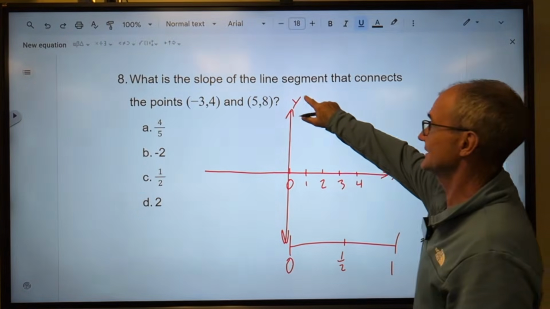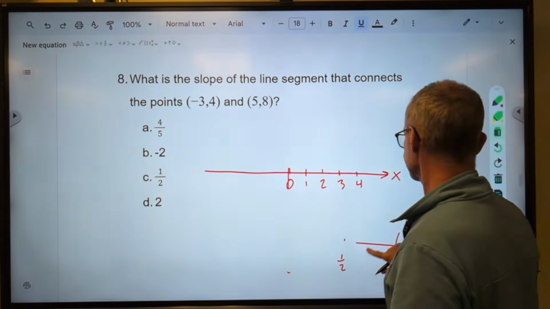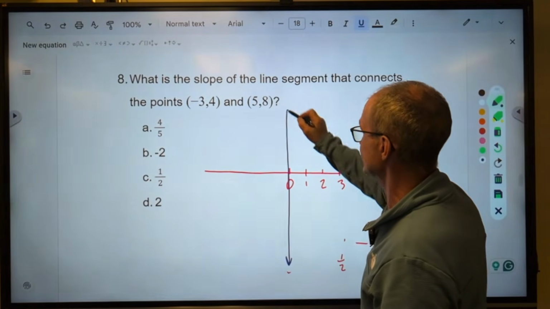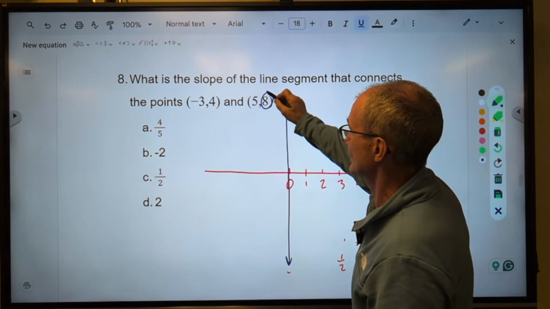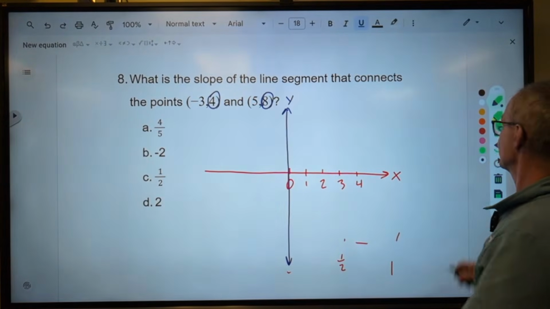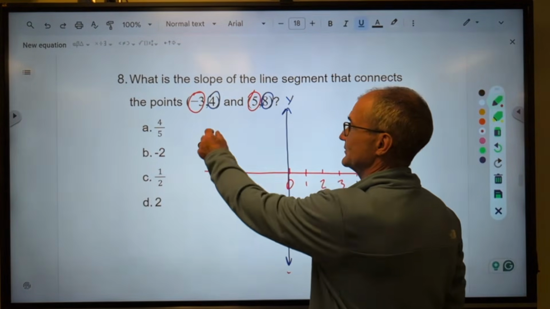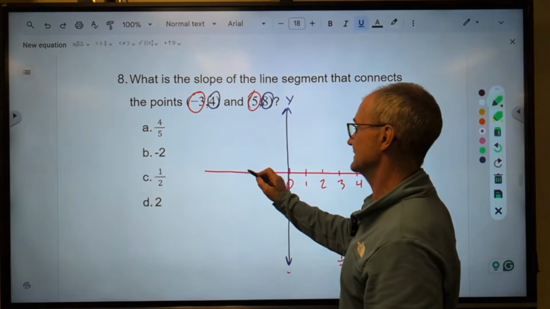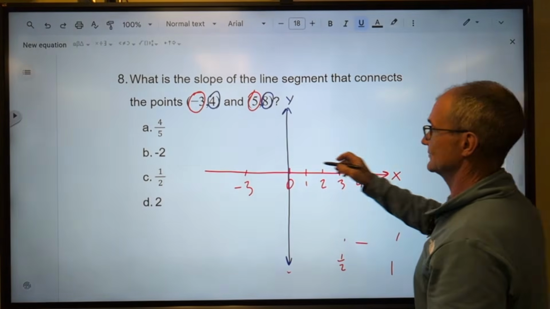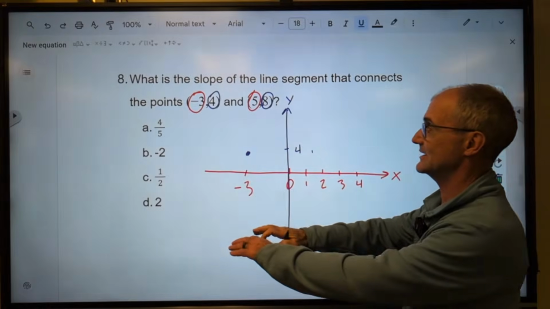Actually, let me do it this way. Let me do a little color code here. So this is your vertical axis y, and your second value will always be on the y. Those are ordered pairs. The first value in red is your x value. So I'm going to put these together. I want to go over -3 in x and then 4 in y. And that just gives me a point. That point is this point in space.